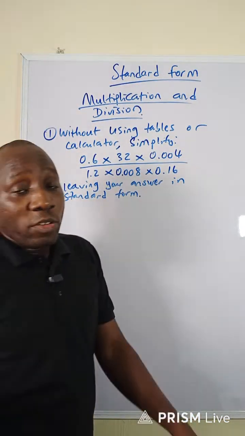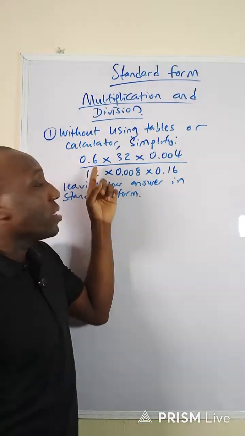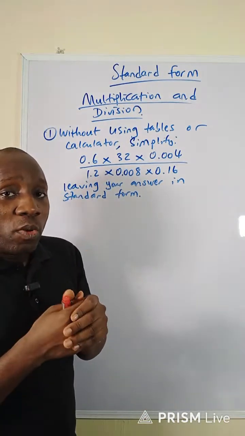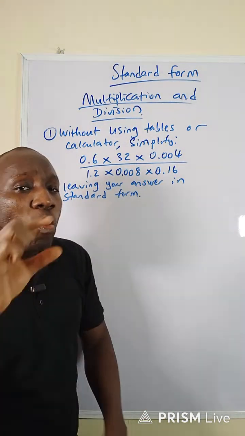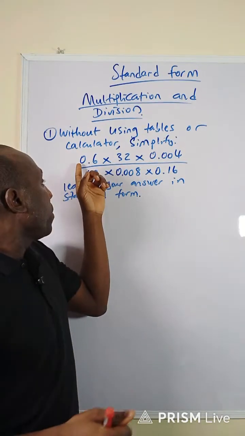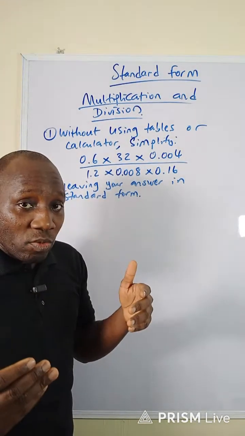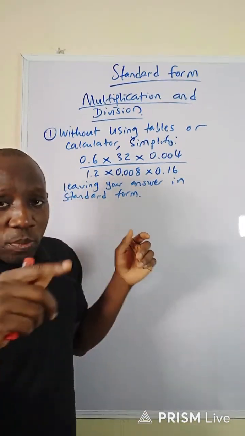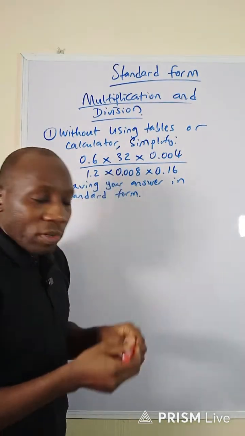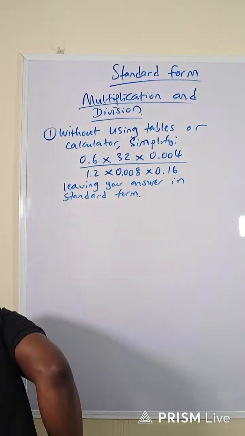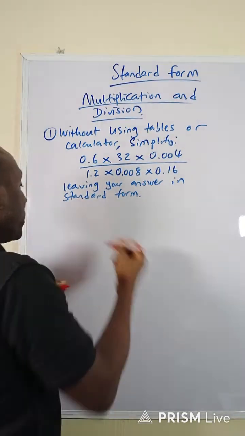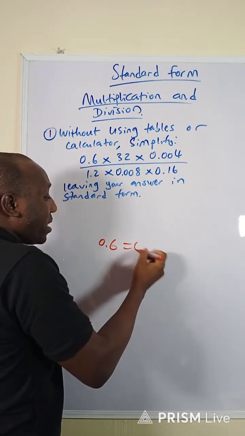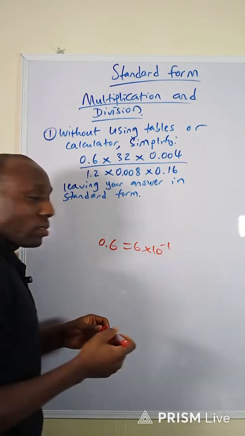So this is the technique I just told you about. You see this number 0.6. Try as much as possible to express all of them as whole numbers. So write 0.6 as a whole number. Of course, you can do that if you have been following this lesson on standard form. 0.6 will become 6 times 10 raised to the power of -1.